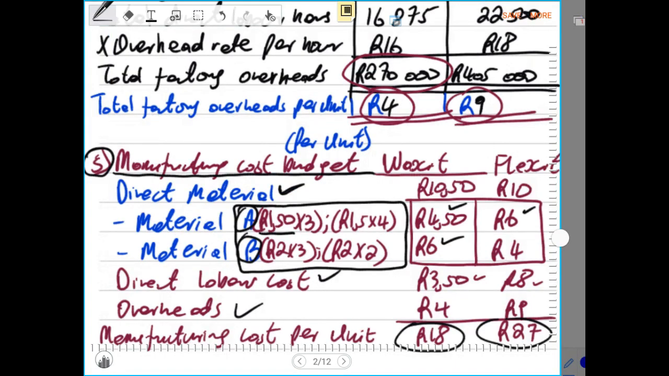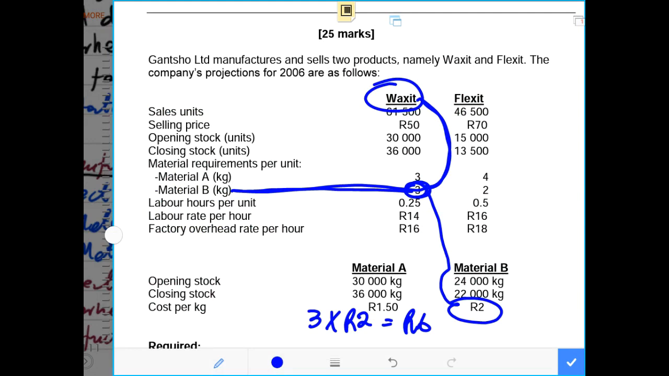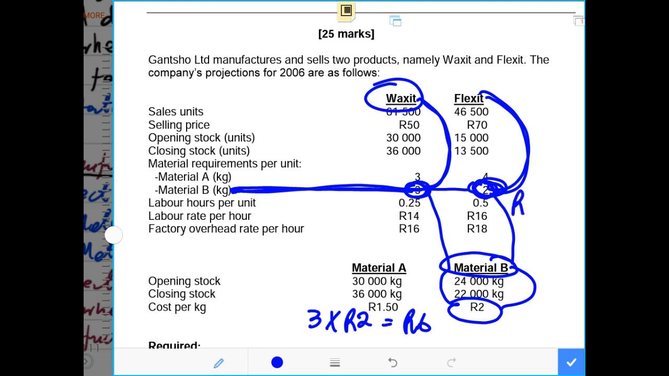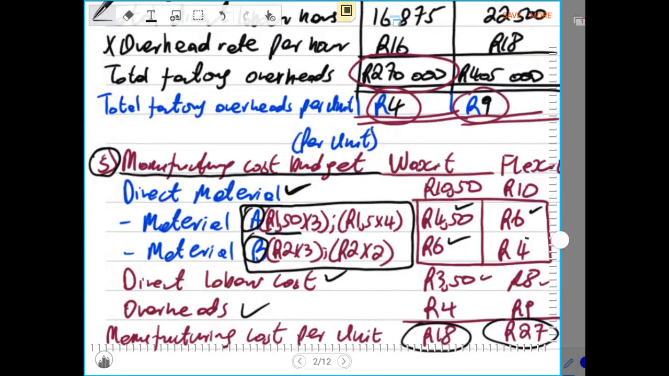Then lastly, we need 2 kgs of material B in order to complete product Flexit. Material B is bought at the price of 2 Rand, so we say 2 kgs times 2 Rand. That will give us 4 Rand under product Flexit. Here was the 4 Rand, then everything was completely finished.